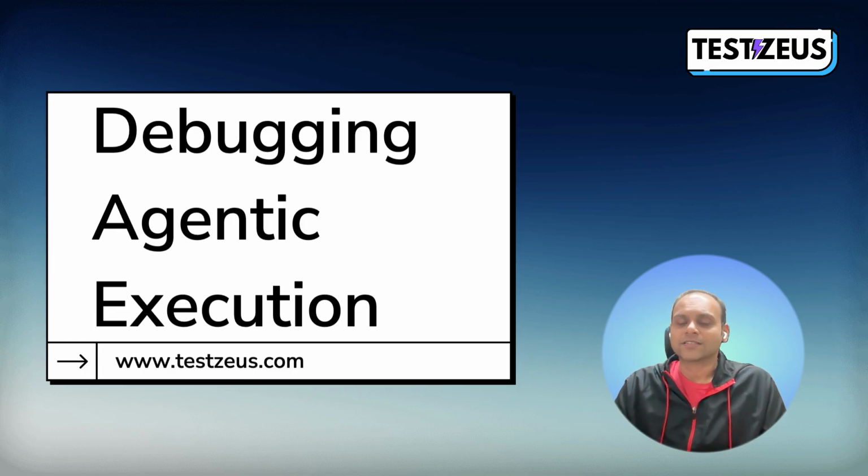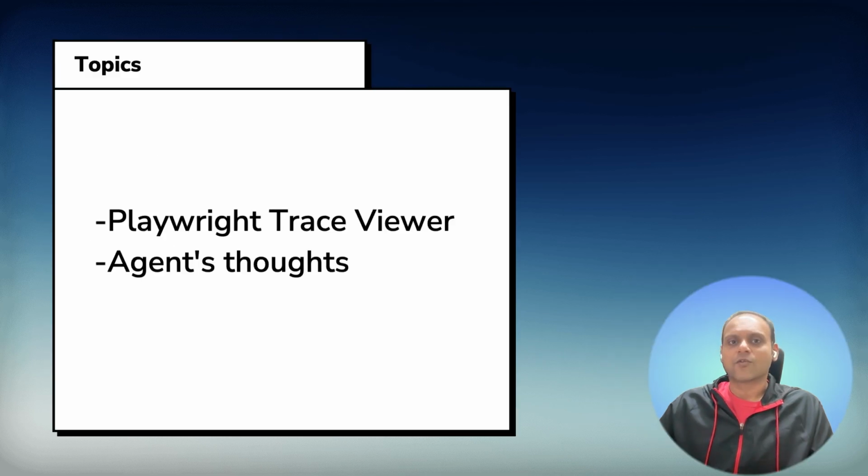I'm one of the co-founders at Tezus, and today we'll talk about a much awaited topic, the debugging for agentic test execution. We'll cover two key topics today as part of this discussion. One is the recent addition of the capability of viewing Playwright traces, and the second is looking at the agent's thoughts after it has completed the execution so that the user can easily debug the flow and the paths which the agent has taken for running your test cases end to end in an autonomous fashion.